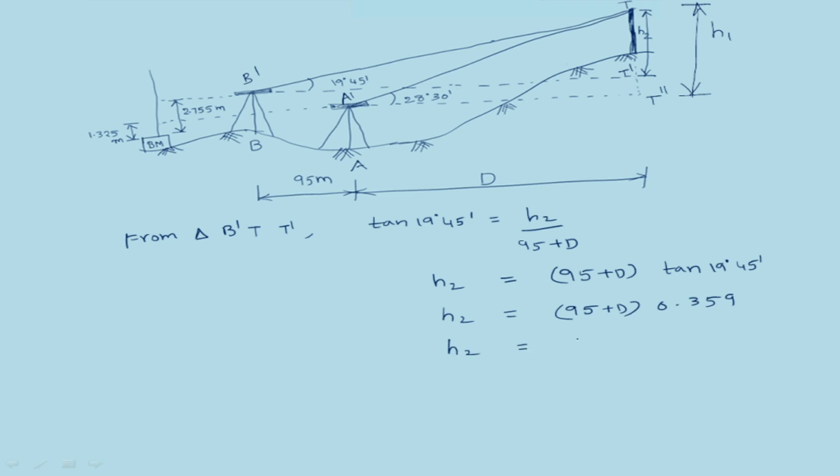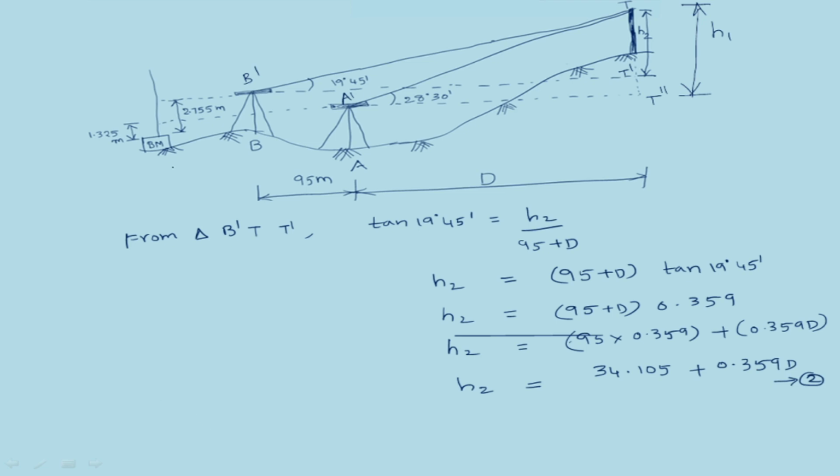Therefore H2 is equal to 95 into 0.359 plus 0.359 capital D. H2 is equal to 34.105 plus 0.359 D. So this is the second equation.